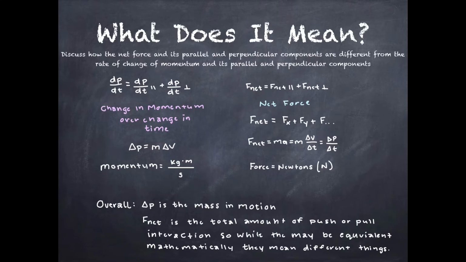So what does this mean? Discuss how the F net and its parallel and perpendicular components are different from the rate of change of momentum and its parallel and perpendicular components. I basically am just going through how the change in momentum is really just the mass in motion, and the F net is the total amount of push or pull on the interaction. So while they may both be equivalent mathematically, they mean different things.